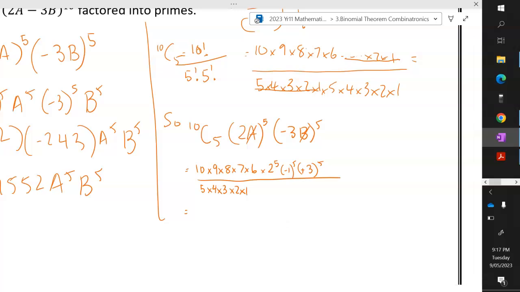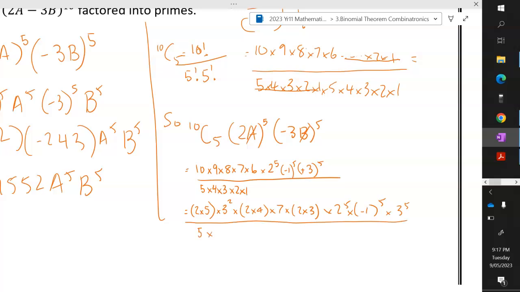Remember, primes are numbers that can only be divided by 1 and themselves. So 10 could be 2 lots of 5. 9, we can write 9 as 3 squared, and 3 is a prime. 8, can we do anything with 8? Let's just go 2 times 4. The 7 we're going to leave as the 7. The 6 we're going to leave as 2 times 3. The 2 to the 5 stays as 2 to the 5. We've got minus 1 to the 5, it's going to stay there, and we've got 3 to the 5.